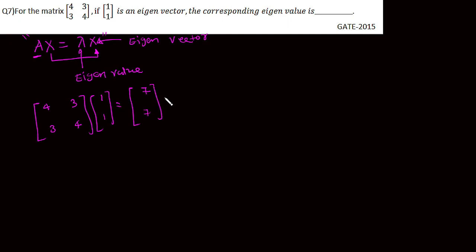Now we have to take some scaling factor out of this vector, such that after taking it out we get the same vector. So let's write this vector first: 1, 1. Now if we take 7 out of this vector, then we get 1, 1 in place of 7. So we are getting the same vector which we initially had. So we can say our eigenvalue for this eigenvector is 7. So we have found the corresponding eigenvalue, which is simply 7.